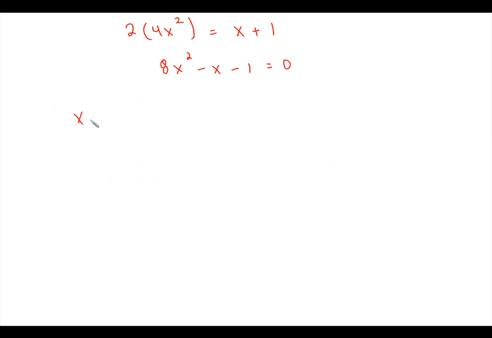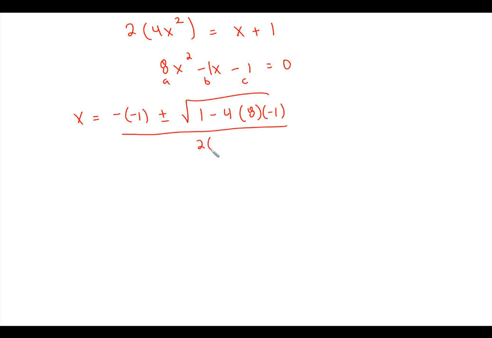So x is going to equal, so this would be your a, your b, and your c, right? This is like negative 1 for your quadratic formula. So we have negative b, which is negative 1, plus or minus the square root of b squared, so negative 1 squared is positive 1, minus 4 times a, which is 8, and times c, which is negative 1, all over 2 times a, which is 8.